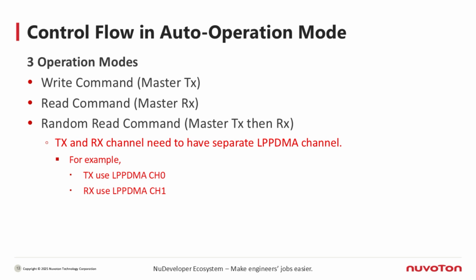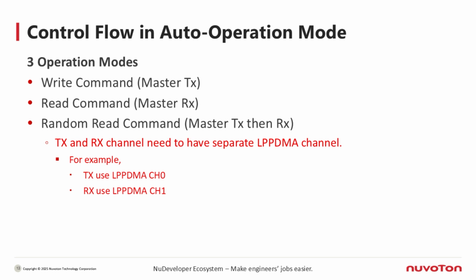One very important thing to note here is that in auto operation mode, TX and RX must use separate low-power PDMA channels. If you try to use the same PDMA channel for both TX and RX, they'll conflict with each other, and the whole process won't work. So remember, assign one channel for TX and a separate one for RX.